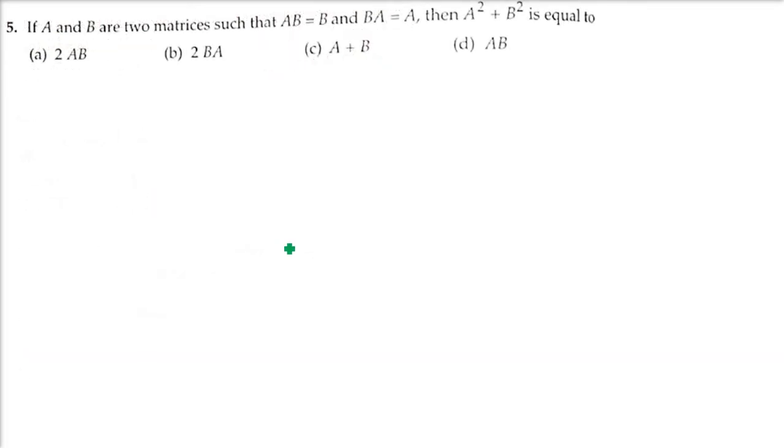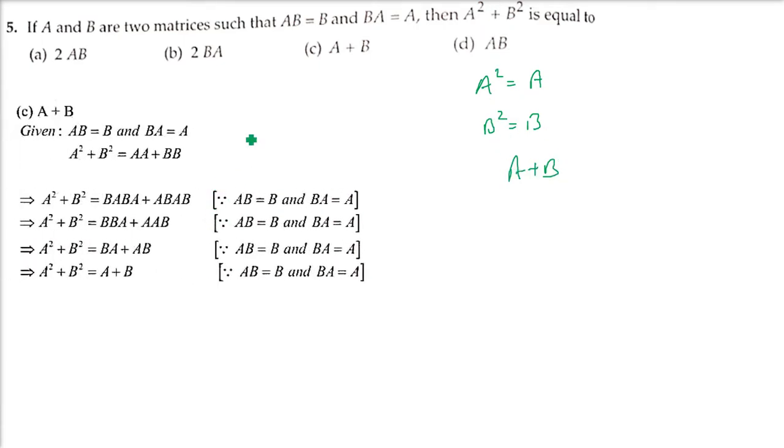If A and B are two matrices such that AB equals B and BA equals A, then A square plus B square. See, A square was equal to A, we just saw, and B square is equal to B, we just saw that. So A square plus B square is what? A plus B. Don't worry about the left, and if you really want to do it, you can do it like this, which I've given.